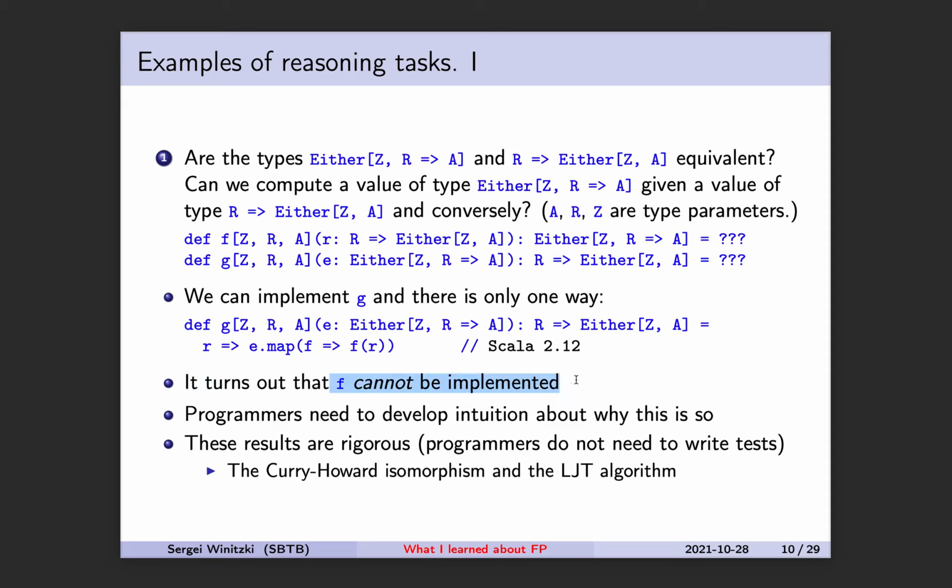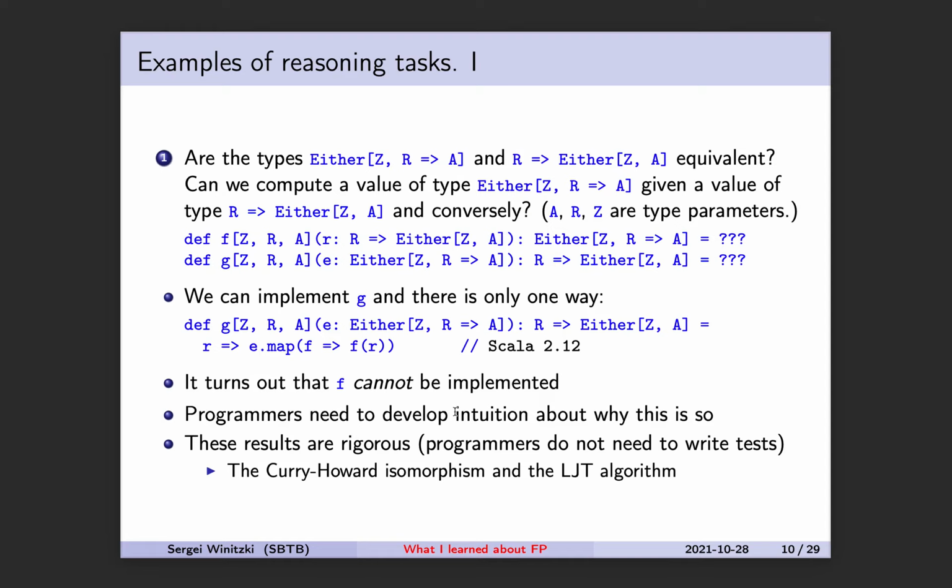It's completely baffling that you can even ask and answer such questions. So you have a type signature of a function, and you find out that you cannot implement that type signature. Something is wrong with that type signature, that it cannot be implemented. And this is a rigorous result. You don't need to write tests to check this. And actually, there's a theory that explains what can be implemented and what cannot be implemented in this kind of function.